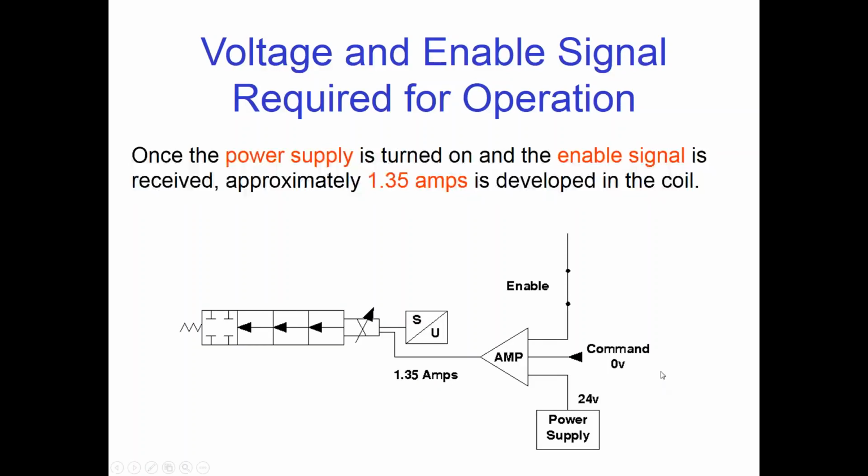At this point, if we apply any command voltage, then we will be able to move from the center position into either the A or B position. If we apply a positive voltage, that will increase the current in the coil and move us toward the A position. If we put a negative voltage on here, it will decrease this current. The spring will push us toward the B position.